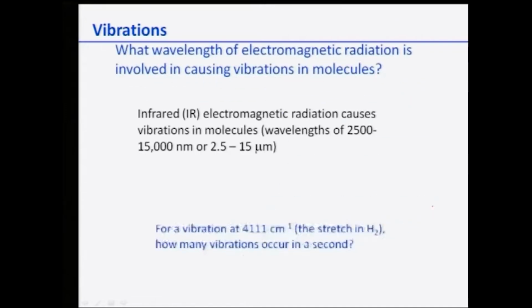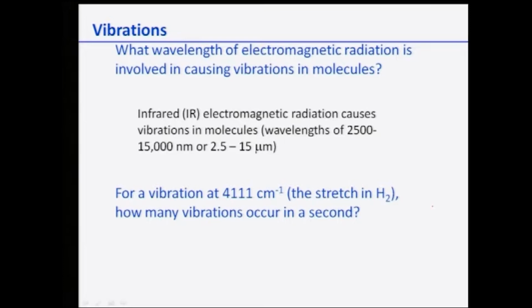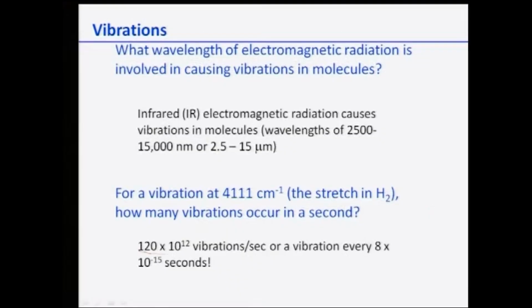Now, what is the normal level of vibration? Wavelengths I have already told you, should be of the order of 2500 to 17,000 nanometers. If you have a vibration of, suppose, 4111 centimeters inverse, that is in the case of the H2 molecule, can you imagine how many vibrations happen per second? It is very large, of the order of 120 into 10 to the power 12 vibrations per second. That means one vibration per 10 to the power minus 15 seconds, which is very difficult to detect.